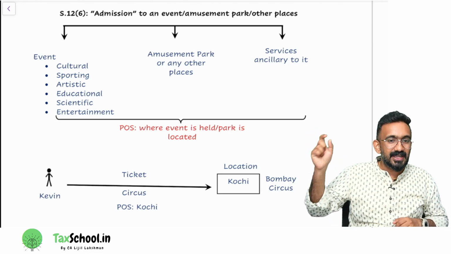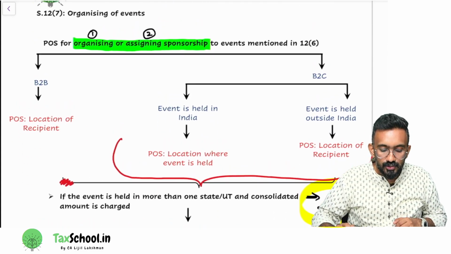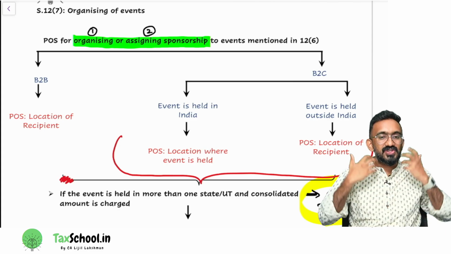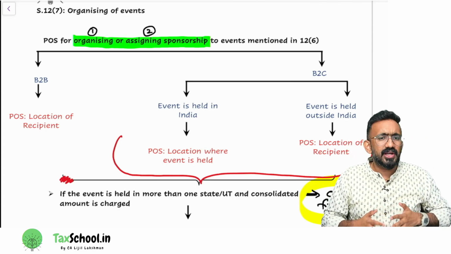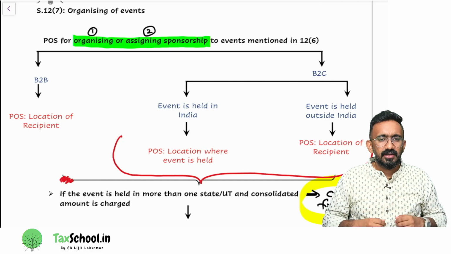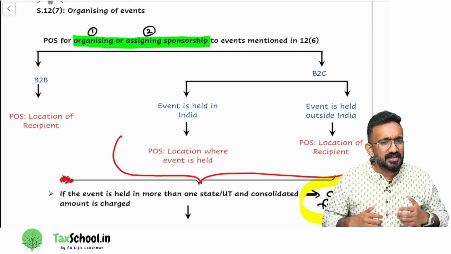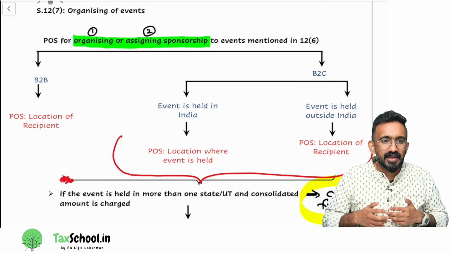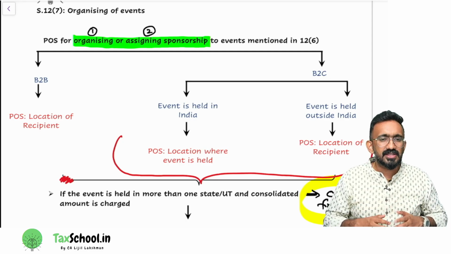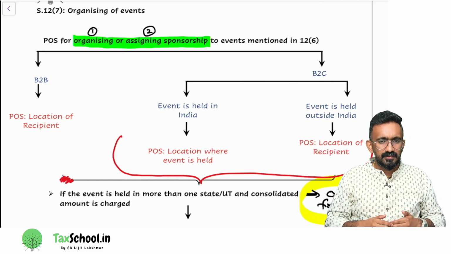So for a ticket, the place of supply would be where the event is held or the park is located. However, 12.7 talks about organizing an event or sponsoring an event. Who will provide the service of organizing an event? Event organizing companies. It could be corporate events or personal events. A corporate event could be a product launch. Mahindra has come up with a product launch, a huge event. Apple, every time they come up with a new iPhone, there is a product launch. These are organized by event organizers, but the service is provided to another registered person. So if it's B2B, it will be the location of the recipient itself. That will be the place of supply.